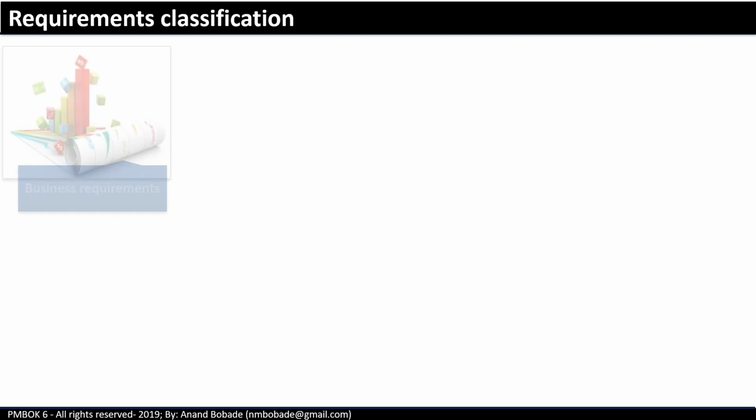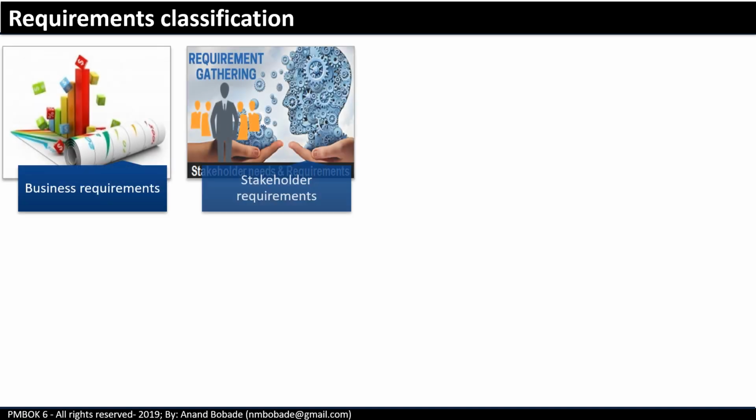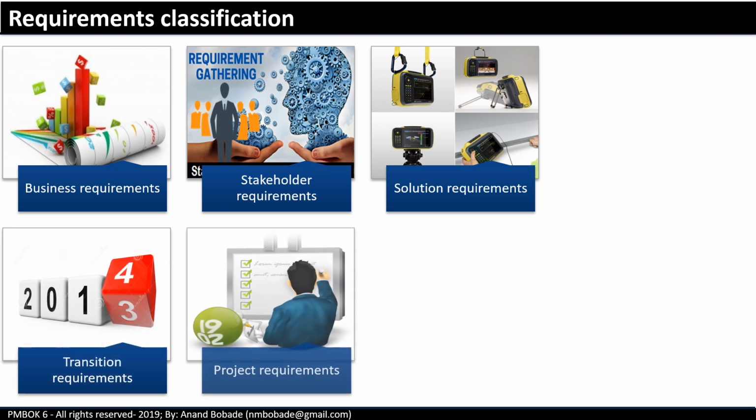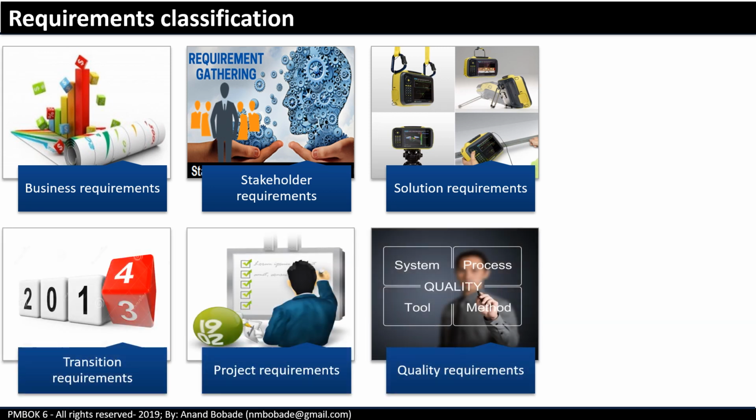There are different types of requirement: business requirement, stakeholder requirement, solution requirement, transition requirements, project requirement, quality requirement, health, safety. There can be different types based upon the industry in which you are executing the project. Let's try to understand them in detail.